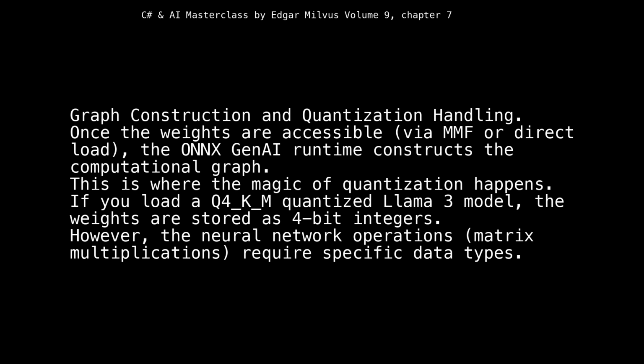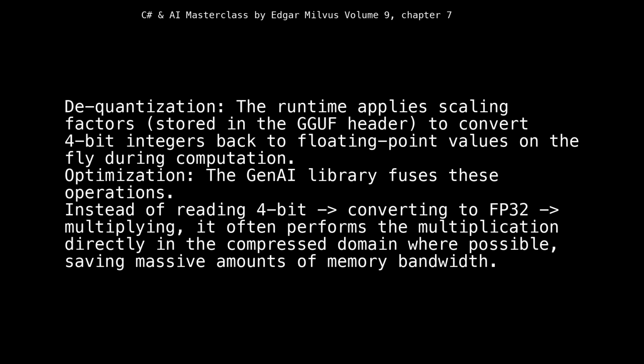However, the neural network operations, matrix multiplications, require specific data types. To handle this, the runtime applies scaling factors, stored in the GGUF header, to convert 4-bit integers back to floating point values on the fly during computation. Optimization: the GenAI library fuses these operations. Instead of reading 4-bit, converting to FP32, multiplying, it often performs the multiplication directly in the compressed domain where possible, saving massive amounts of memory bandwidth.